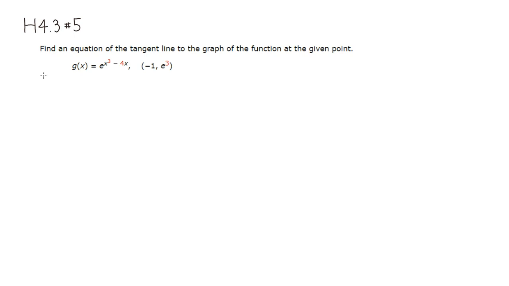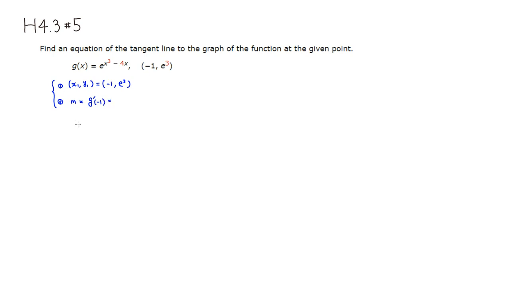We need two pieces of information, as always. Number one, we need the point, which I'm going to call (x1, y1). This is just the given point, (-1, e cubed). Then we need to find the slope. I'm going to call the slope m, which can be found by taking the derivative of g and plugging in x1, which is -1. So we have to find that.